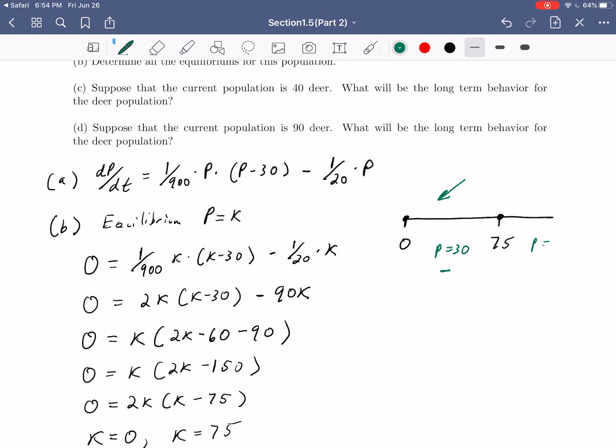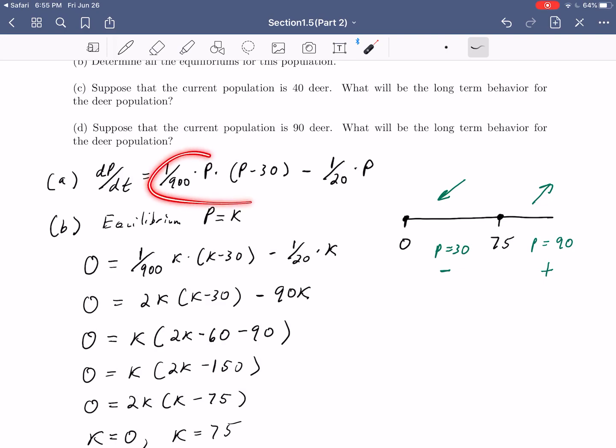If we have a population above, maybe we'll pick 90 to make it a little bit easier. Well, if we put in 90 here, looks like we get 90 over 900, which is 1/10 times 90 minus 30. That's 60, so that's 6. And then here we'd get 90 over 20, which is 4.5. 6 minus 4.5 is going to be positive, so the population would increase. So if we have a herd that starts above size 75, then it's going to increase. And since we don't have a carrying capacity, it is going to increase without bound.